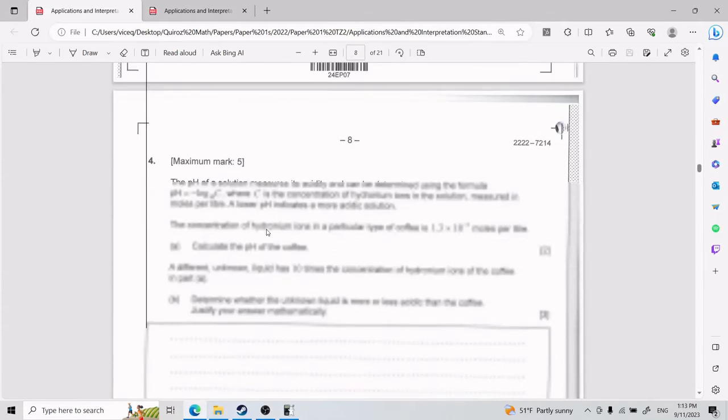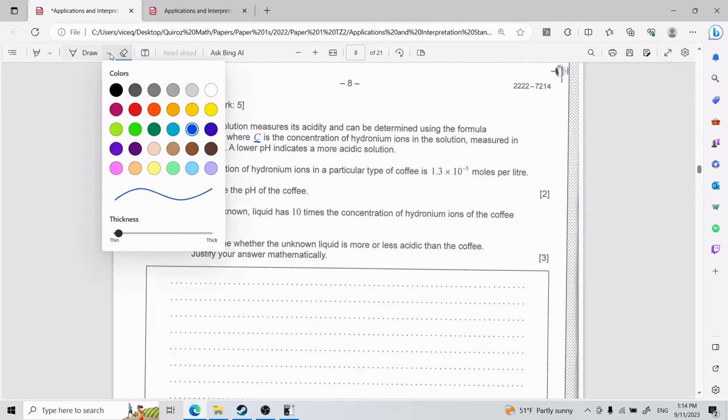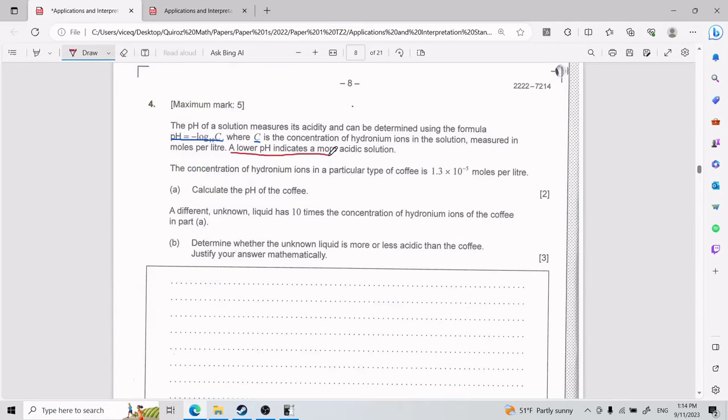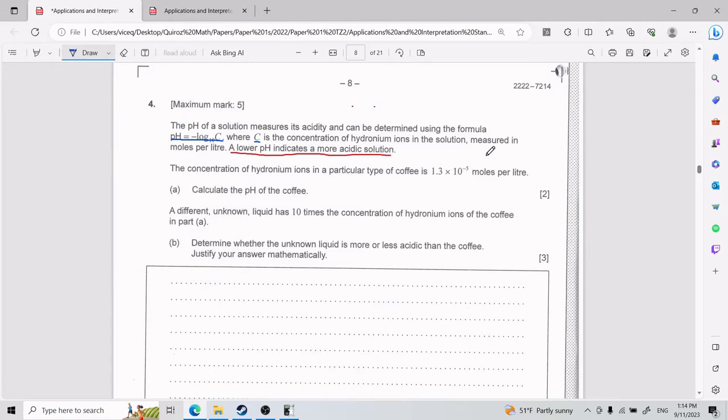All right, so for this fourth one, we have that the pH of a solution measures its acidity and can be determined using the formula blah, okay? Where C is the concentration of hydronium ions in the solution, measured in moles per liter. Also, important, here it says, a lower pH indicates a more acidic solution. That sounds very important. It'll probably be important later. The concentration of hydronium ions in a particular type of coffee is this number. That's moles per liter. And so for part A, we need to calculate the pH of the coffee.